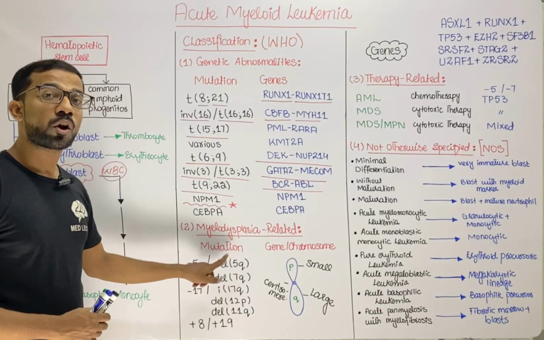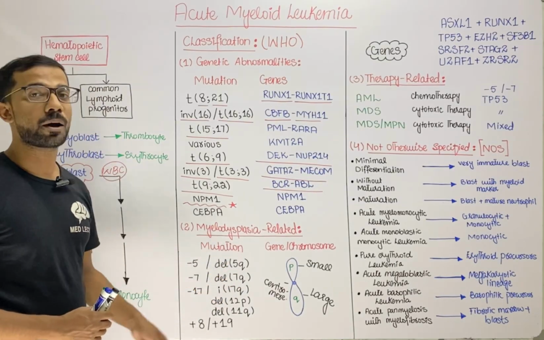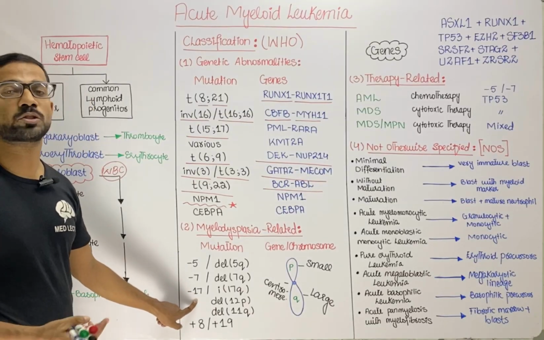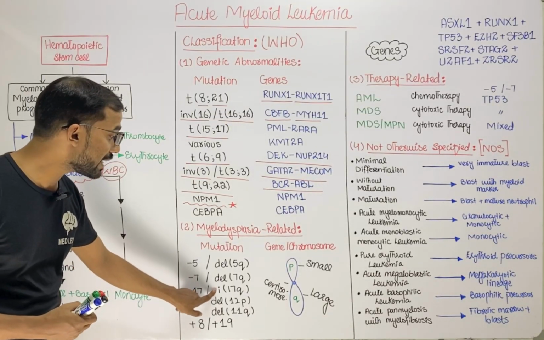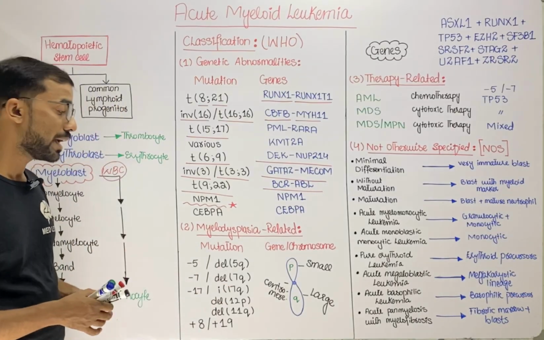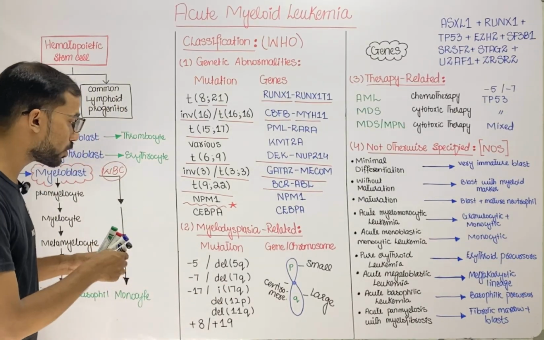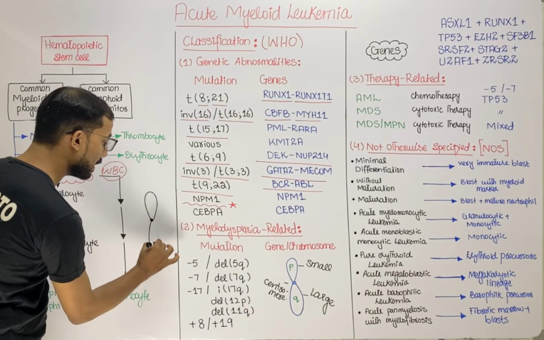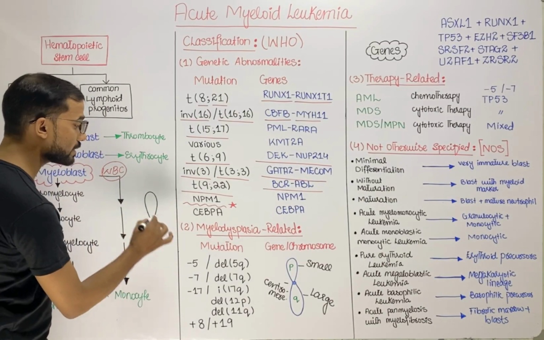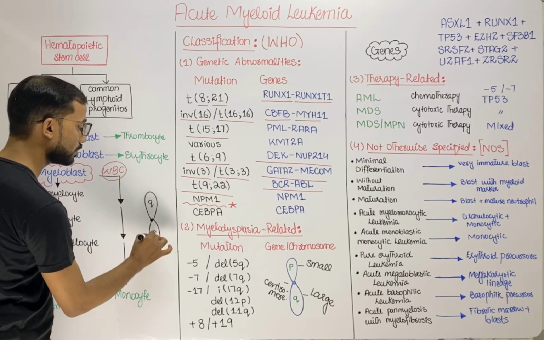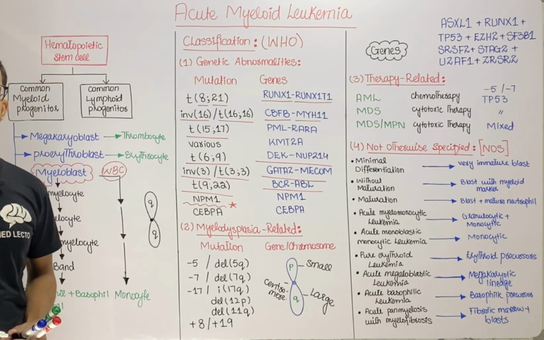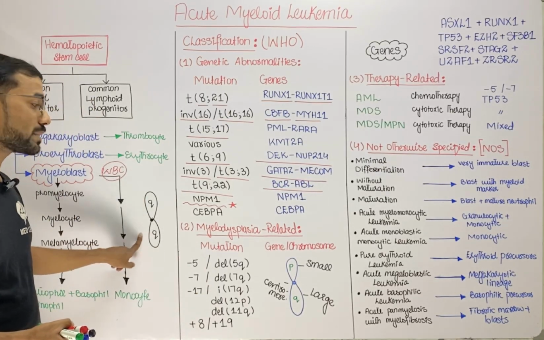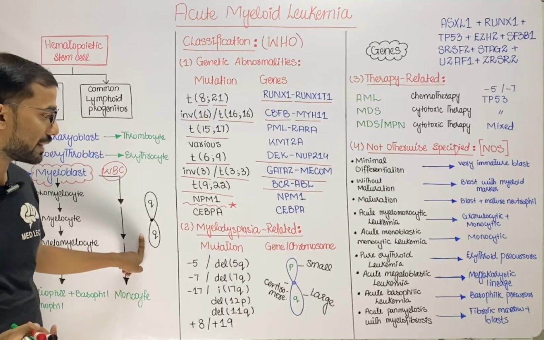Next case is -7, which means chromosome number 7 is missing. Del7q means the Q arm of chromosome number 7 is deleted. Next, -17 means chromosome number 17 is missing. But in that case, i17q means isochromosome. Isochromosome means that here is chromosome 17, and both arms are Q. It means that P is missing in that case. So this is the isochromosome. Both arms are Q and P is missing.